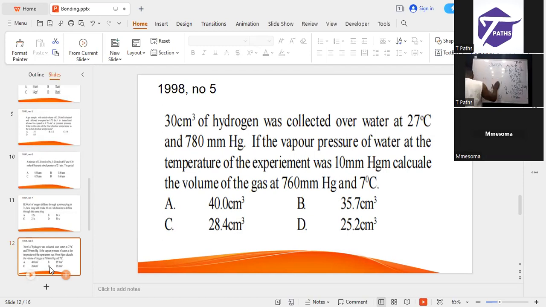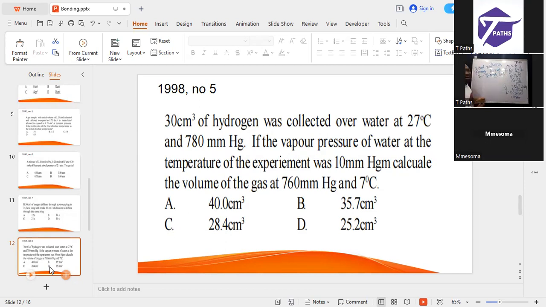We have 30 cm cube of hydrogen collected over water. That means the volume V1 is 30 cm cube, the temperature is 27 degrees Celsius, and the pressure is 780 millimeter mercury. The vapor pressure of water at the temperature of the experiment is 10 millimeter mercury. Calculate the volume of the gas. V2 is unknown at P2 of 760 millimeter mercury, and the temperature T2 is 7 degrees Celsius.